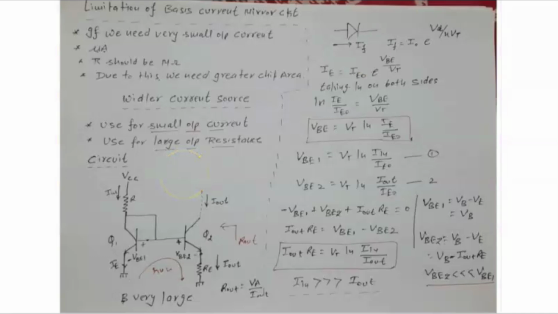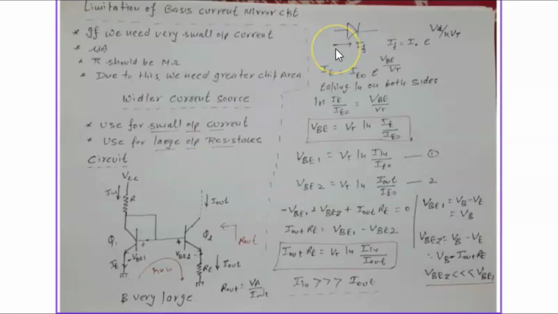Let us say we have a diode and IF current is flowing through it. Then we can write IF as I naught times e to the power VD by eta times VT. If we write the same thing for the transistor Q1, through which emitter current is flowing, it can be written as IE equals IE naught e to the power VB, which is the biasing voltage, by eta times VT. And here we are going to consider eta equal to 1.